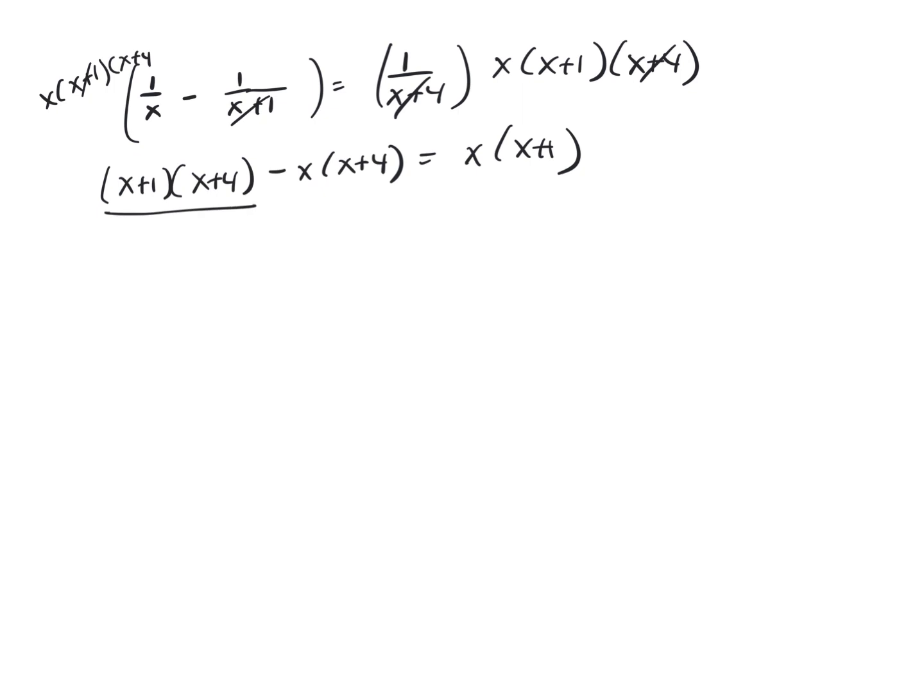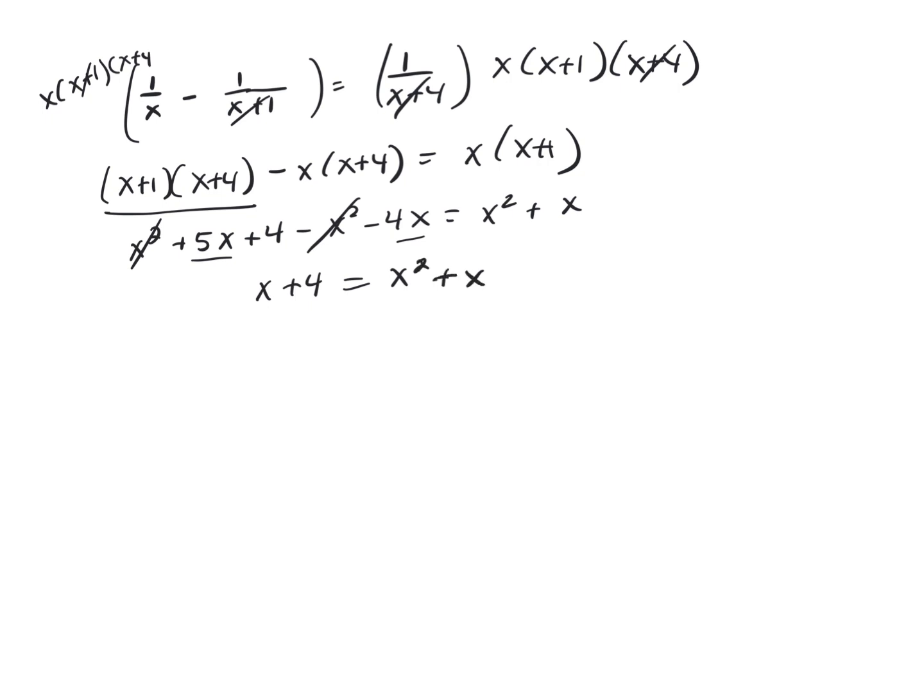And then the x plus 4's cancel, and you're left with x times x plus 1. And if you FOIL that out, you get x squared plus 5x plus 4 minus x squared minus 4x equal x squared plus x. And the x squareds cancel. Combine your x's, you get x plus 4 equal x squared plus x. It's a quadratic equation. You need to get 0 on one side. The x's cancel, and you're left with x squared minus 4.